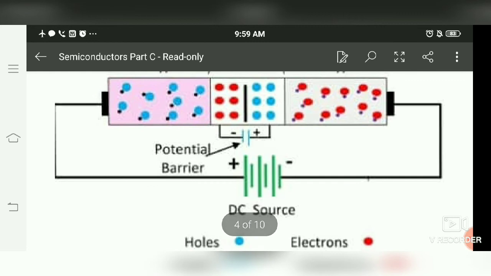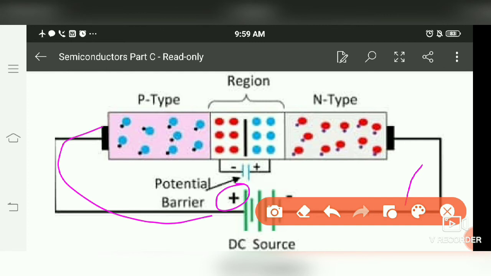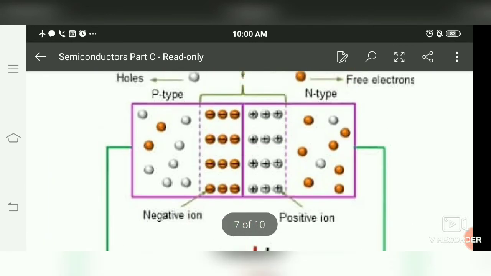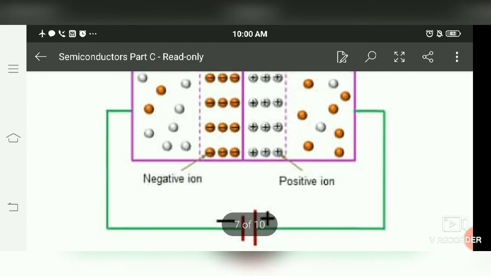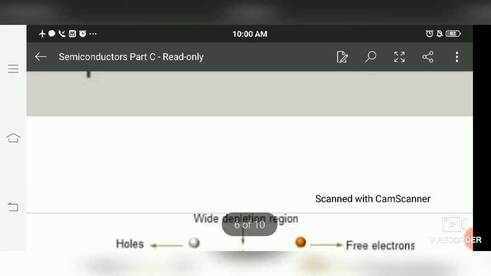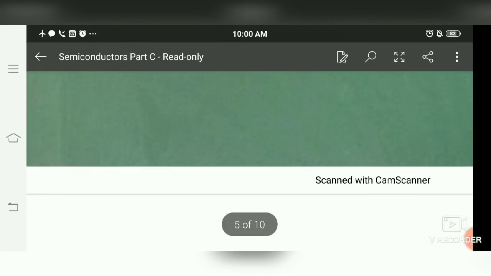So forward biasing is when we connect the positive of the battery with the P and negative of the battery with N. It is forward biasing, and this region will get reduced in width. And in reverse biasing, we connect negative of the battery with the P and positive of the battery with the N, and this width will increase. So we have two types of characteristics: one is the forward biasing characteristic and the other is the reverse biasing characteristic.